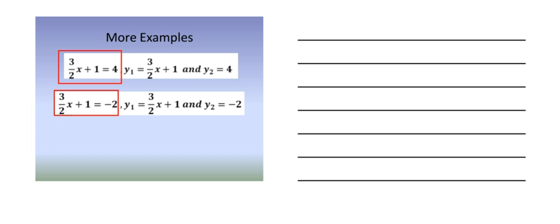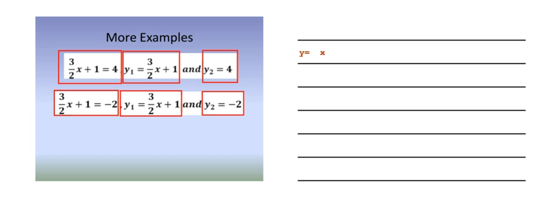And notice what follows. The y1 on each one of those is the left side of the equal sign. So we have the equation 3 halves x plus 1 repeated for both of them. So it's the same equation on the left side. But on the right side, we have the 4 and the negative 2. Okay?